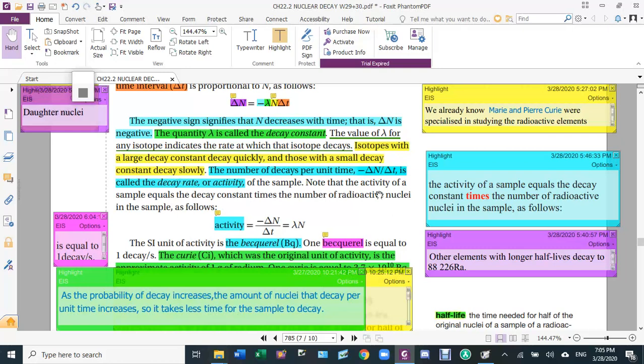Now, the number of decays per unit time is called the decay rate. You can define the decay rate, the number of decays per unit time, as minus delta N over delta t. This is the decay rate, or activity, of the sample. Now the activity equals minus delta N over delta t, which equals lambda N. The activity of a sample equals the decay constant times the number of radioactive nuclei in the sample.